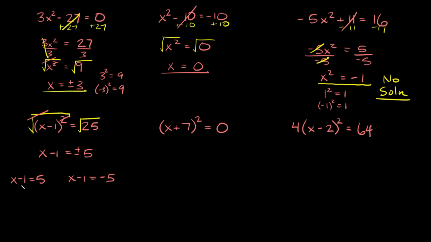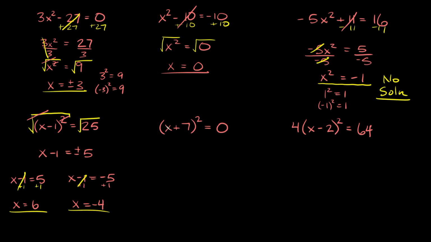So on this side, we can add 1 to both sides. Those cancel out, so we get x is equal to 6. And on this side, again, just adding 1 to both sides, those cancel out, so here we get x is equal to negative 4. So this problem has two solutions: x is equal to 6 and x is equal to negative 4.